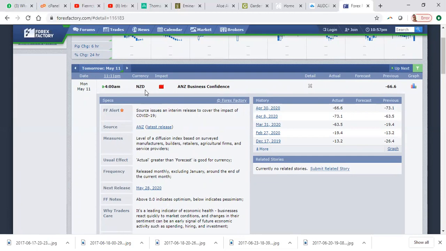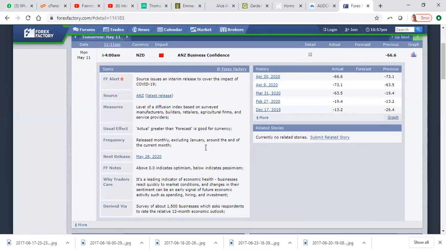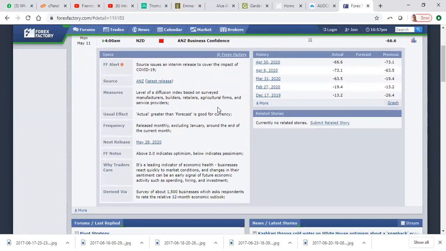We all know NZD stands for New Zealand dollar. So this is how it's going to affect the New Zealand economy. It measures the level of a diffusion index based on surveyed manufacturers, builders, retailers, agricultural firms, and service providers. It's a leading indicator of economic health. Why do traders care? Because it's a leading indicator of economic health. Businesses react quickly to market conditions, and changes in sentiment can be an early signal of future economic activity, such as spending, hiring, and investment.